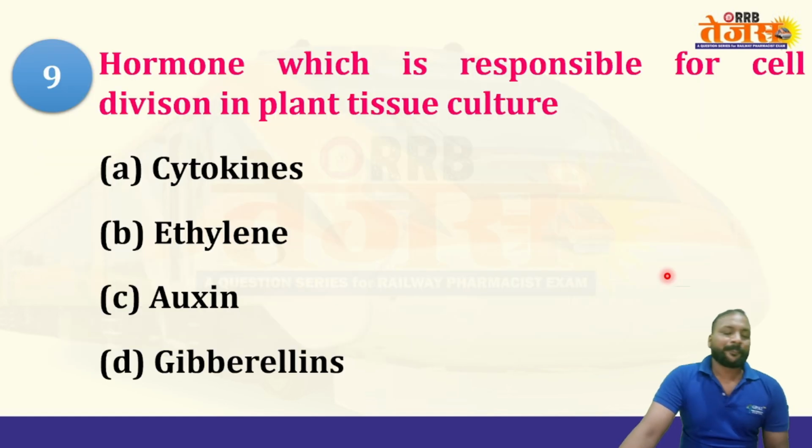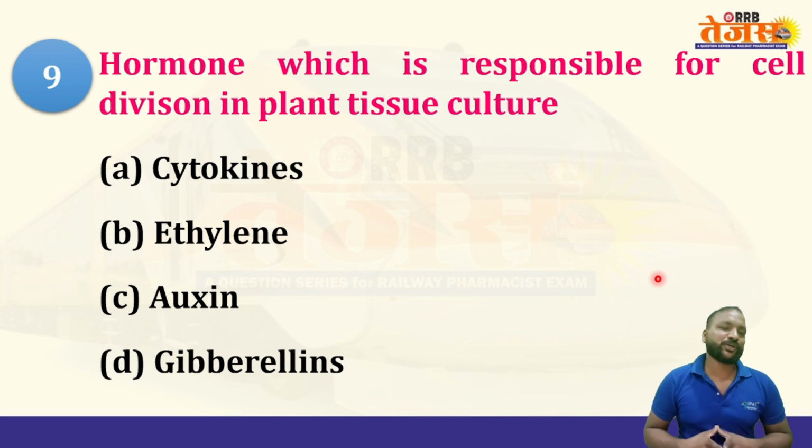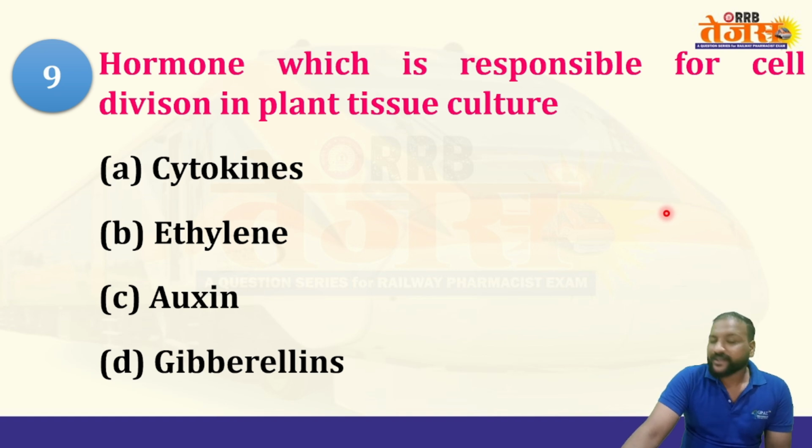So, the next question, the ninth question in this series: the hormone which is responsible for cell division in plant tissue culture. Just now we have covered amino acids. Now they are asking about hormones, whether it is cytokinin or ethylene or auxin or gibberellin. If you properly read the question, you will get the answer. Cell division, cell division. So what will be the right answer here?